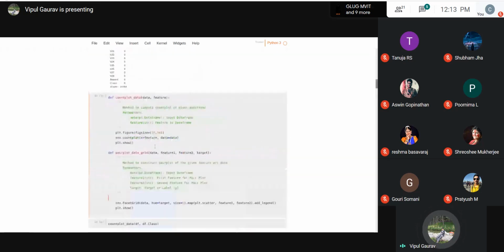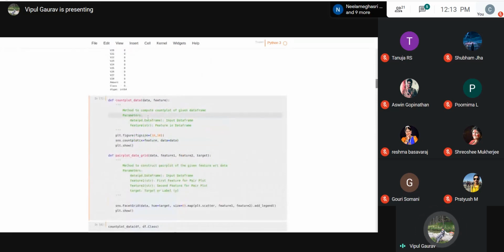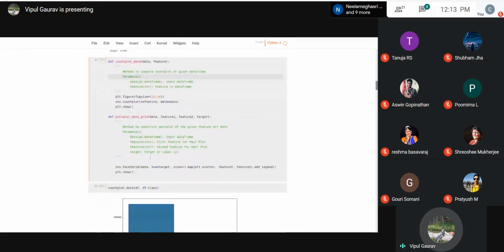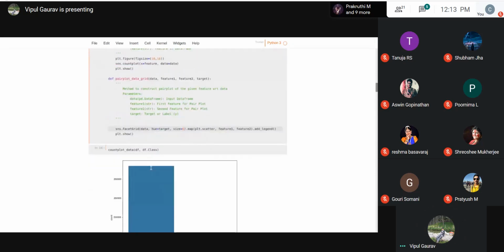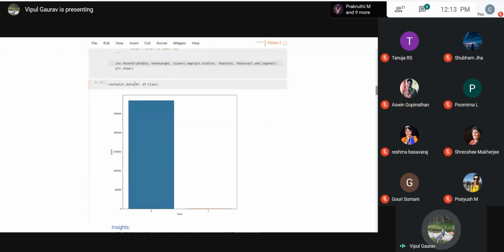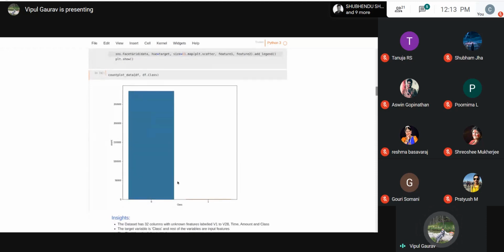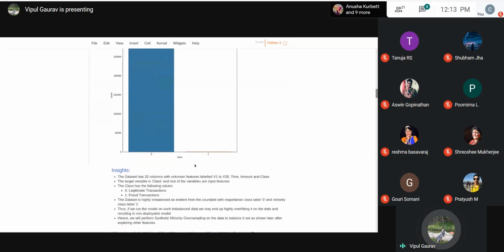The major use of a count plot, the first function, is to count the number of instances having the same value. And the major use of a pair plot or a scatter plot is to understand the distribution of the data and to understand how two variables in our entire data set are related to each other. So I plotted the count plot of the data, and as you can see, look at the difference between the number of legitimate transactions, which is 0, and the number of fraud transactions, which is not even properly visible on the scale here. So it means it is highly imbalanced and we really need to work around it.